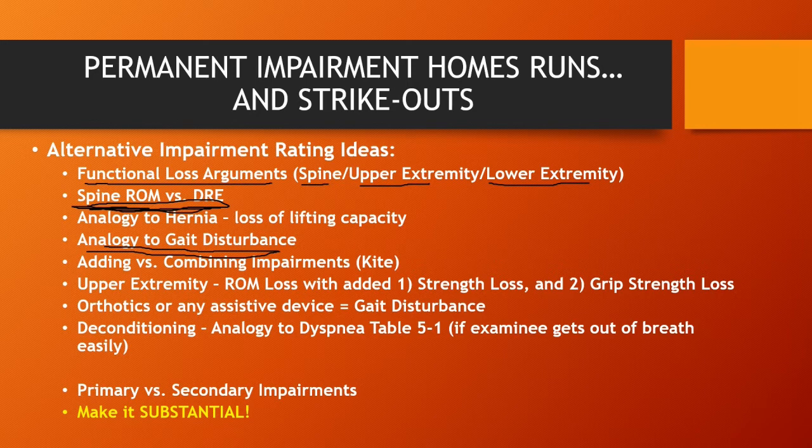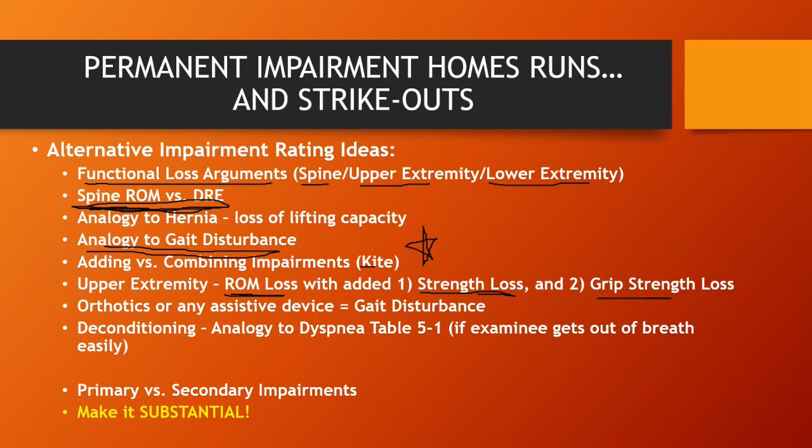And other opportunities for you to provide for higher permanent impairment ratings compared to the strict and conservative application of the AMA guides have to do with adding versus combining impairments under the Kite decision, have to do with adding impairments due to multiple impairments, for example, adding range of motion loss impairments with strength loss impairments, with grip strength loss impairments, and combining and describing multiple impairments that can be combined.